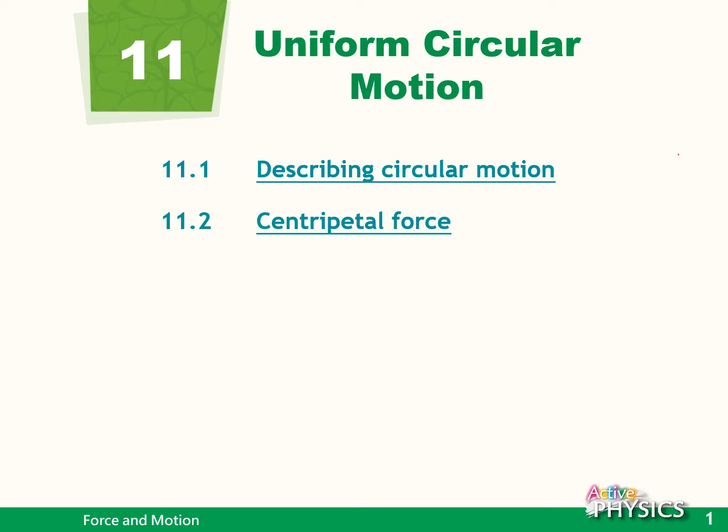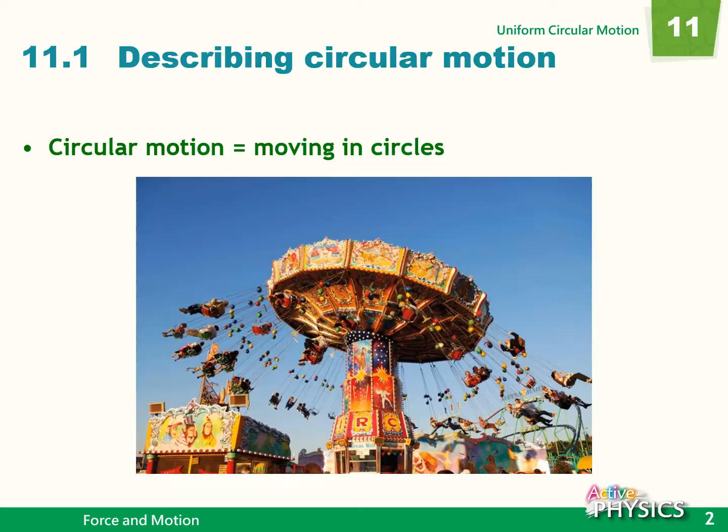We are learning about uniform circular motion. So what is uniform circular motion? The linear speed, not velocity. Because the direction of the circular motion keeps changing, the velocity is changing, but the linear speed doesn't change. So the magnitude of the velocity doesn't change. For this kind of motion, we call it circular motion. Circular motion is something moving in circles.